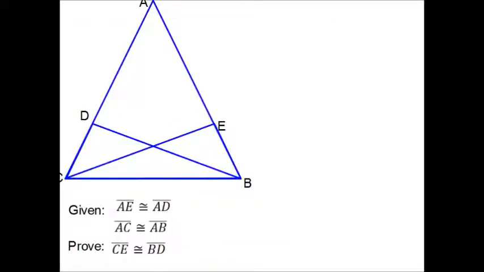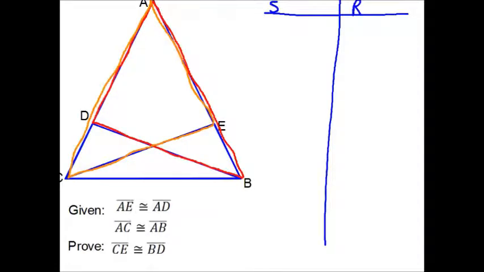Okay, here's our next proof. We're given that segment AE is congruent to segment AD, and segment AC is congruent to segment AB. We're trying to prove that CE is congruent to BD. Now, I want you to take a second, press pause, and think about what we have. Let's see what we can do with the information that we know.